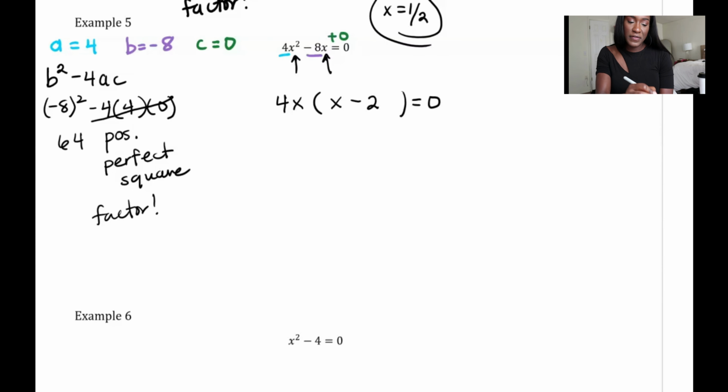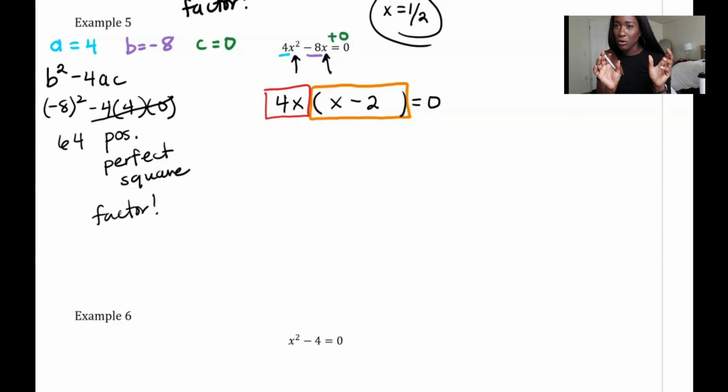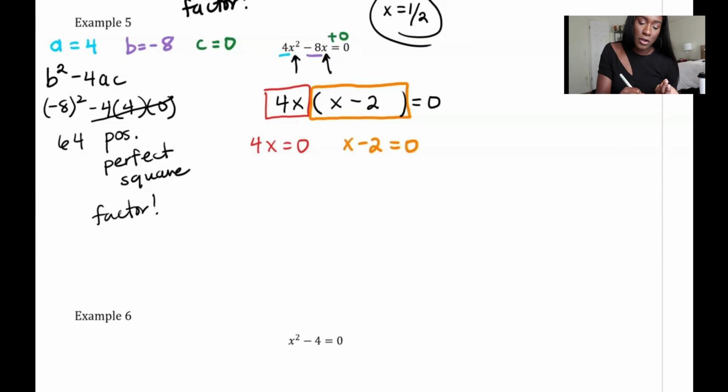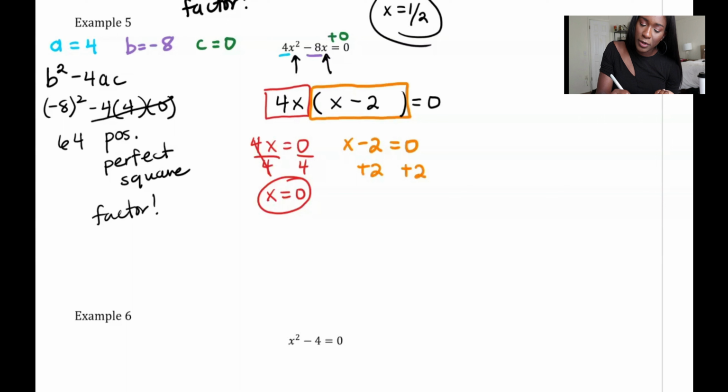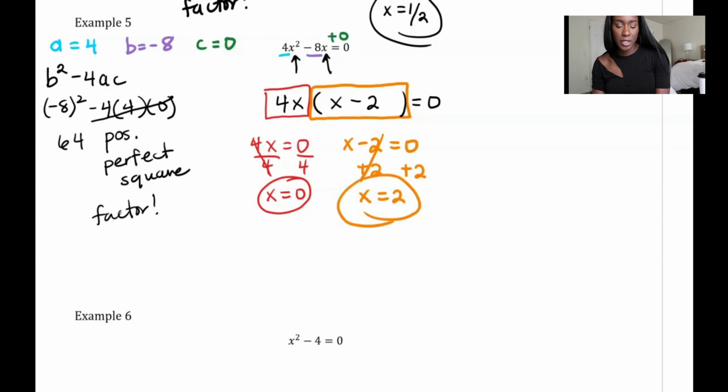And then we'll set both of those factors equal to 0. It's the same idea. Sometimes people think that when the problem looks like this, it's not the same as the red box and the orange box that I've been drawing, but it is. It's just that the red box only has one term, and that's okay. You still set that first factor equal to 0, and you set your second factor equal to 0. I'm going to solve the red equation by dividing both sides by 4 to get that x is 0, and I'll solve the orange equation by adding 2 to both sides to get that x is 2. And we have our solutions, x equals 0 and x equals 2.